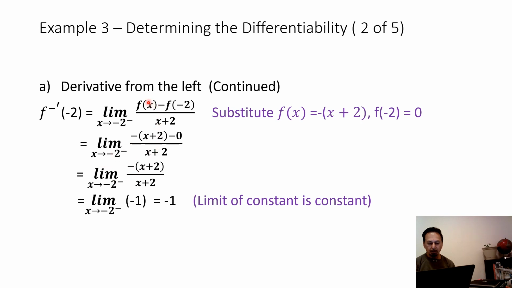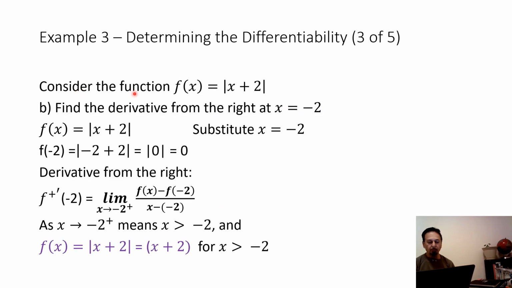So replacing f of x with this one and f of negative 2 with 0, we have negative of x plus 2 minus 0 over x plus 2. Now if you simplify the top, you get negative of x plus 2. Now x plus 2 cancels out, and you're left with negative 1. So now we have the limit as x approaches negative 2 from the left of negative 1. Now negative 1 is a constant, and the limit of a constant is the constant, so the derivative from the left is negative 1.